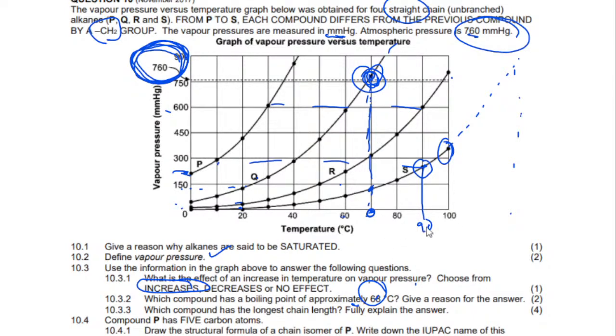So basically, that's why we say that this one has the highest boiling point. It means that the intermolecular forces of attraction between them are strong, and it requires more heat to break them. Hence, it has a higher boiling point.